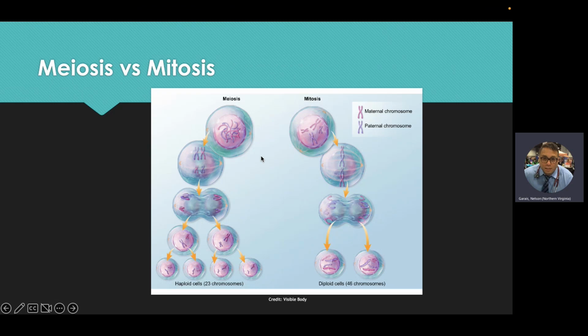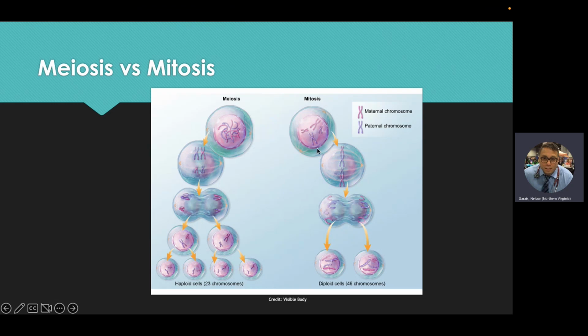Meiosis versus mitosis. Meiosis is the production of sperm or egg, and there you can see two divisions and mixing of genetic material. In meiosis, just like mitosis, you start off with 46 chromosomes, a complete set, also known as 2N or diploid. But in meiosis, you end up with either 4 sperm cells or 4 egg cells or ova, and each one of the sperm cells and egg cells has only 23 chromosomes or 1N, also known as haploid.